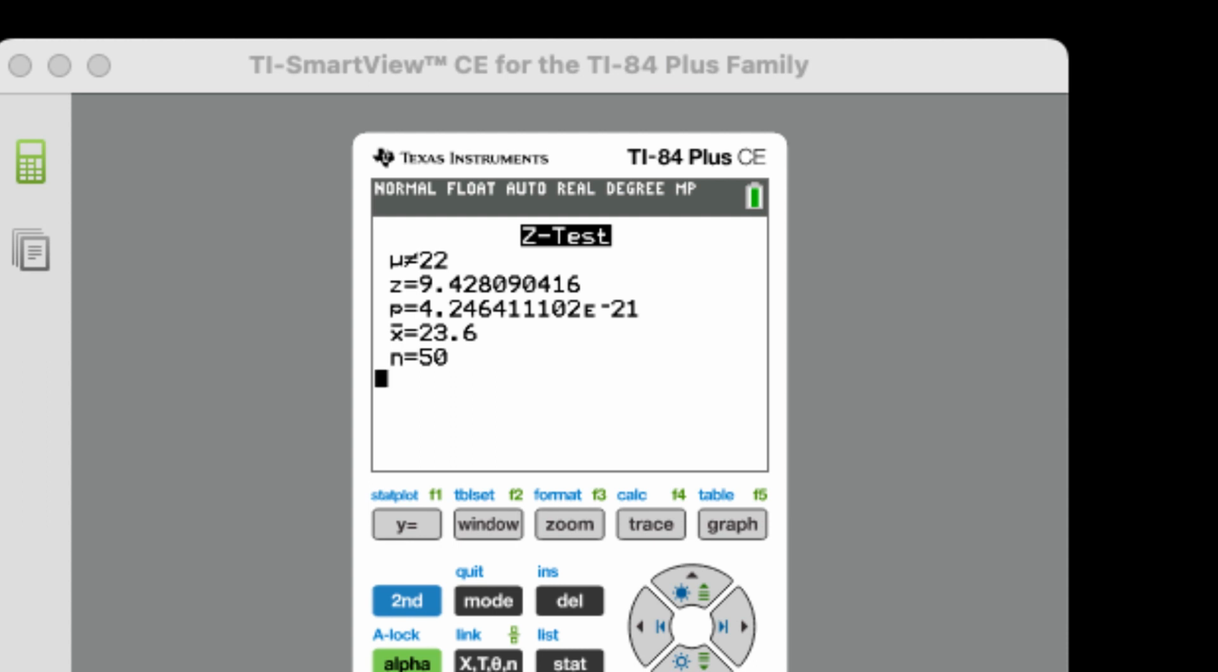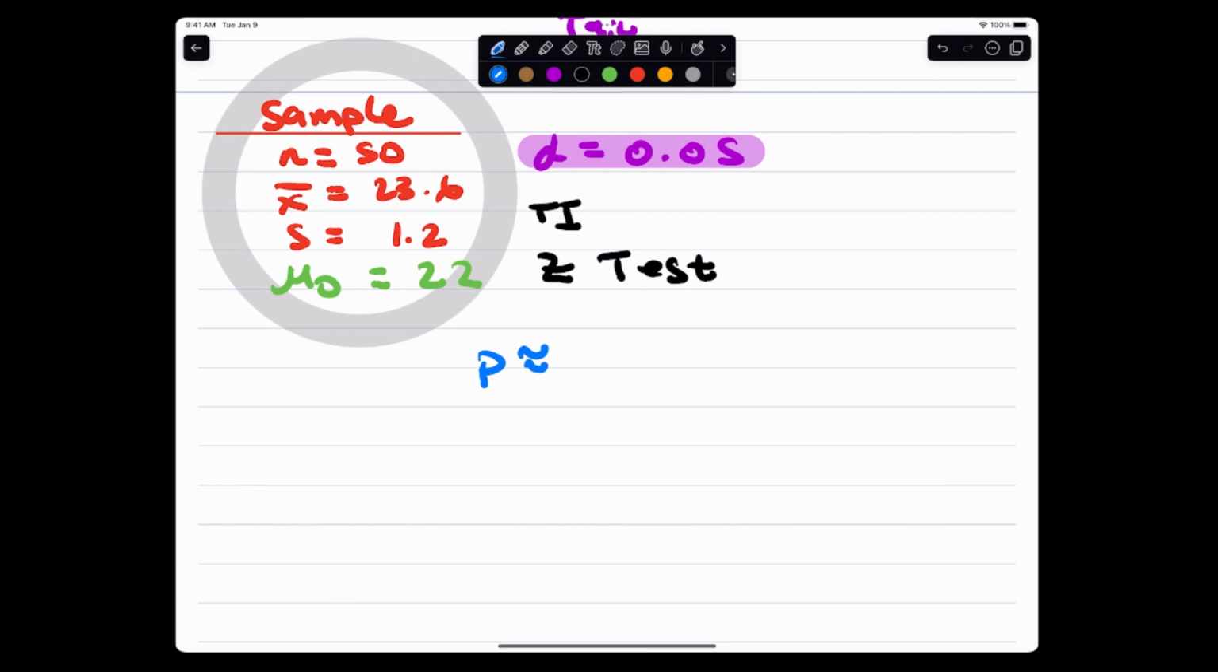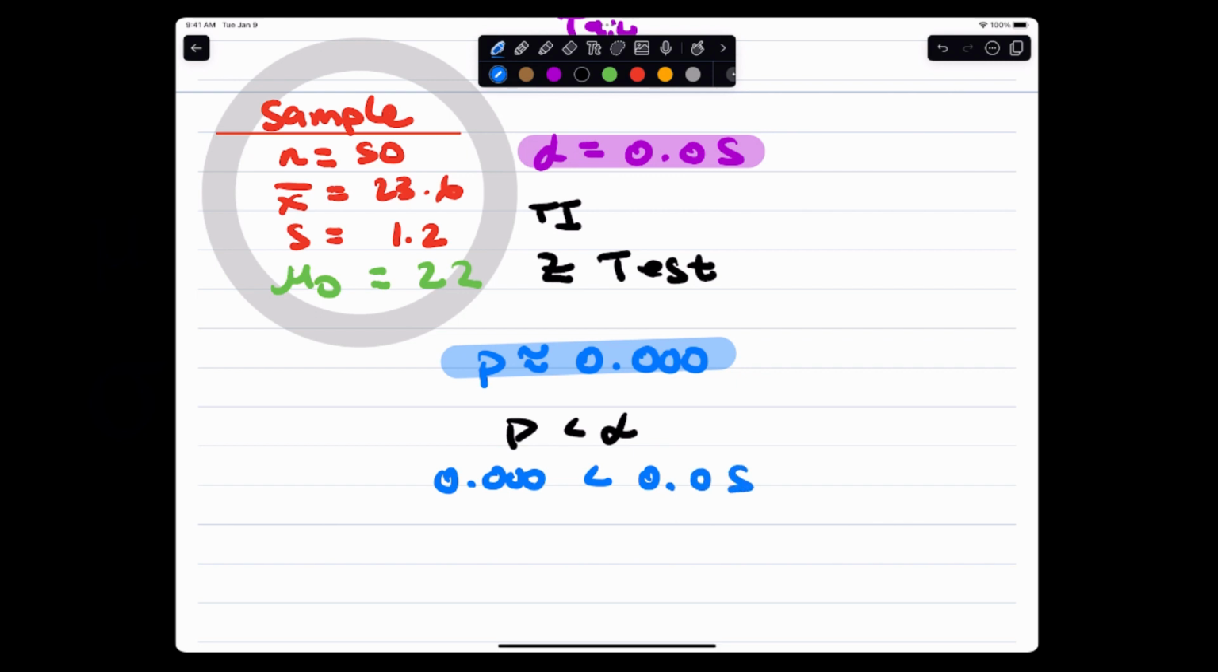It's scientific notation, and you're moving that decimal 21 spaces to the left, and you are correct. It's essentially saying that this p-value is approximately what? 0.000 if we go to the what? Thousandths. And like before, you say, is my p-value smaller than the level of significance alpha? The answer is what? 0 certainly is less than what? 5%.